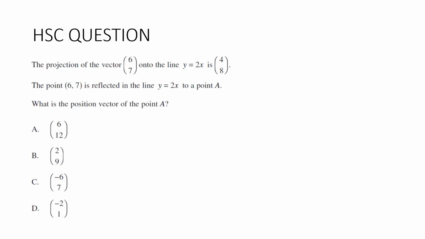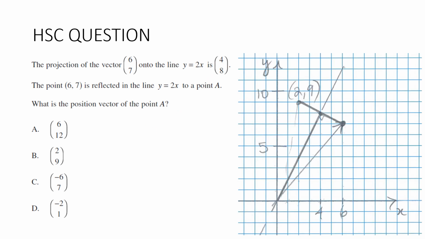Now, there haven't been a lot of HSC questions on projections. Here's one of them. The projection of the vector (6, 7) onto the line y equals 2x is the vector (4, 8). The point (6, 7) is reflected in the line y equals 2x to a point A. What is the position vector of the point A? Now, it's an interesting question because you can actually completely ignore this first line and just use coordinate geometry.